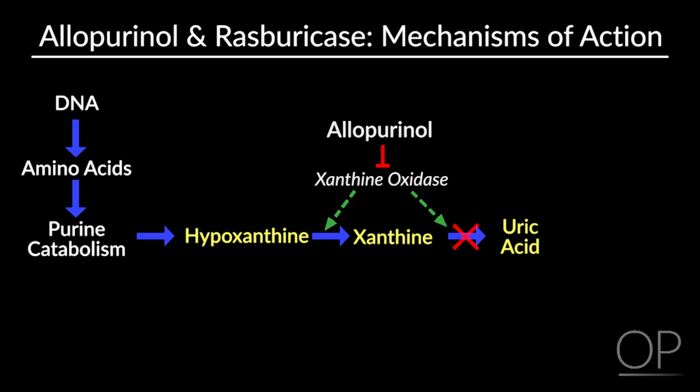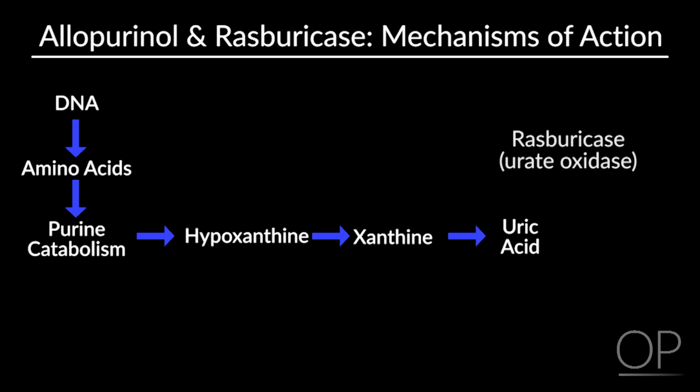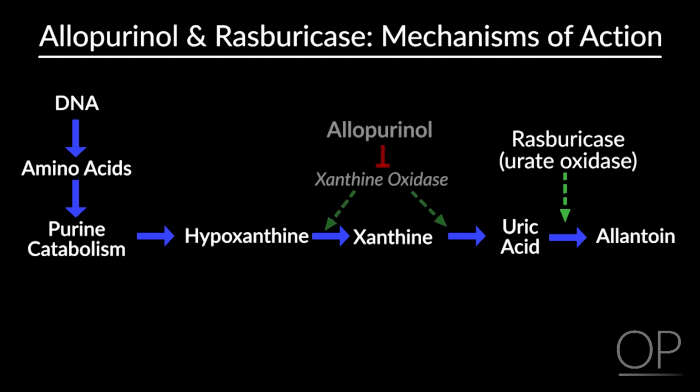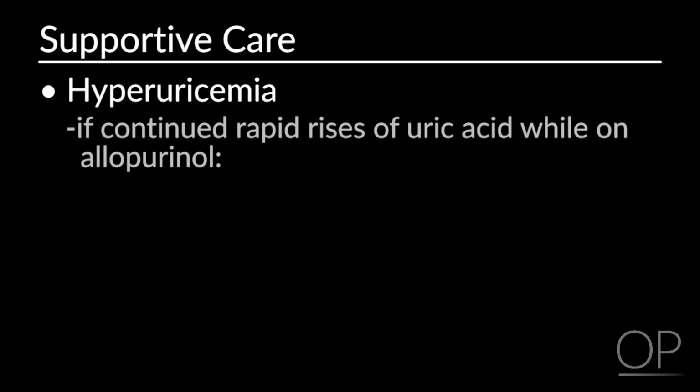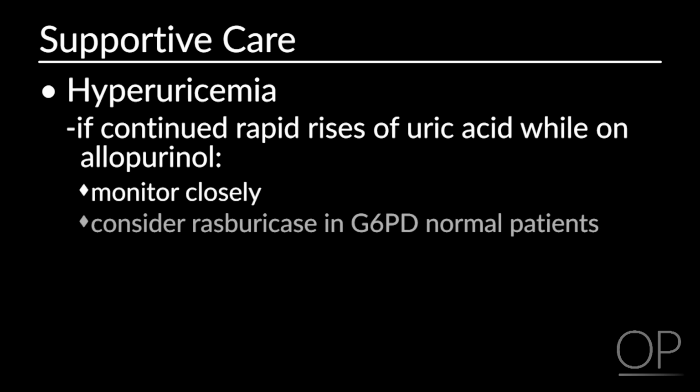So rasburicase works differently. It actually works downstream of all this, and it actually converts uric acid into allantoin. And so we need to think about using these drugs differently, and most importantly, we don't use them in combination. As you're managing hyperuricemia with allopurinol, if we continue to see rapid rises in uric acid levels while on allopurinol, we can consider either monitoring closely or consider switching over to rasburicase if the patient is G6PD normal.